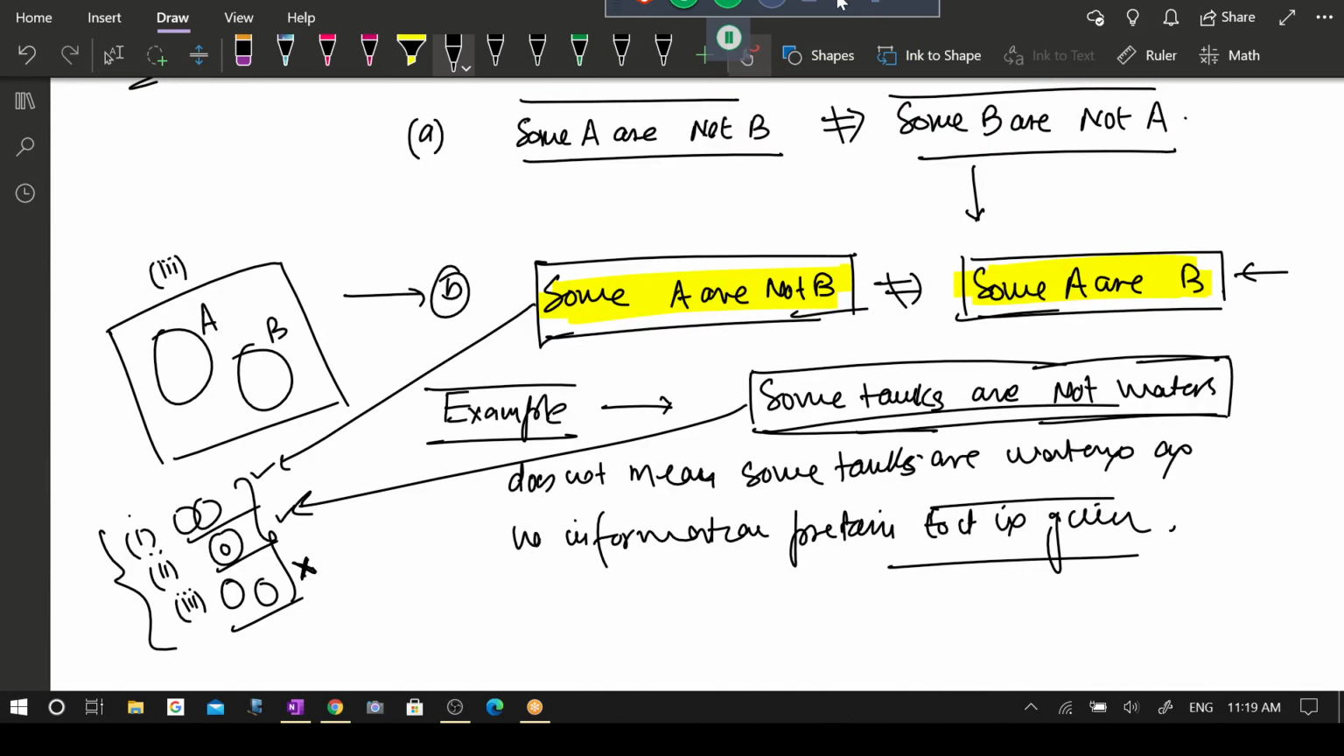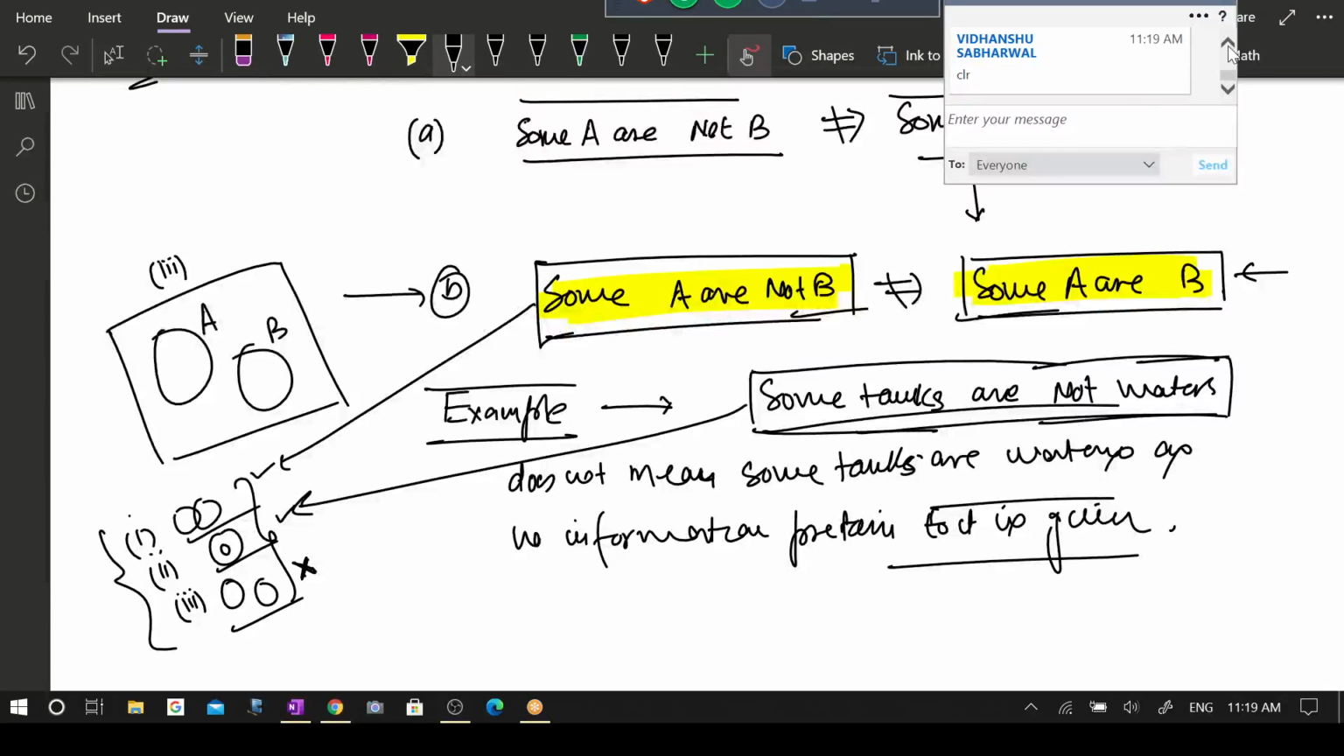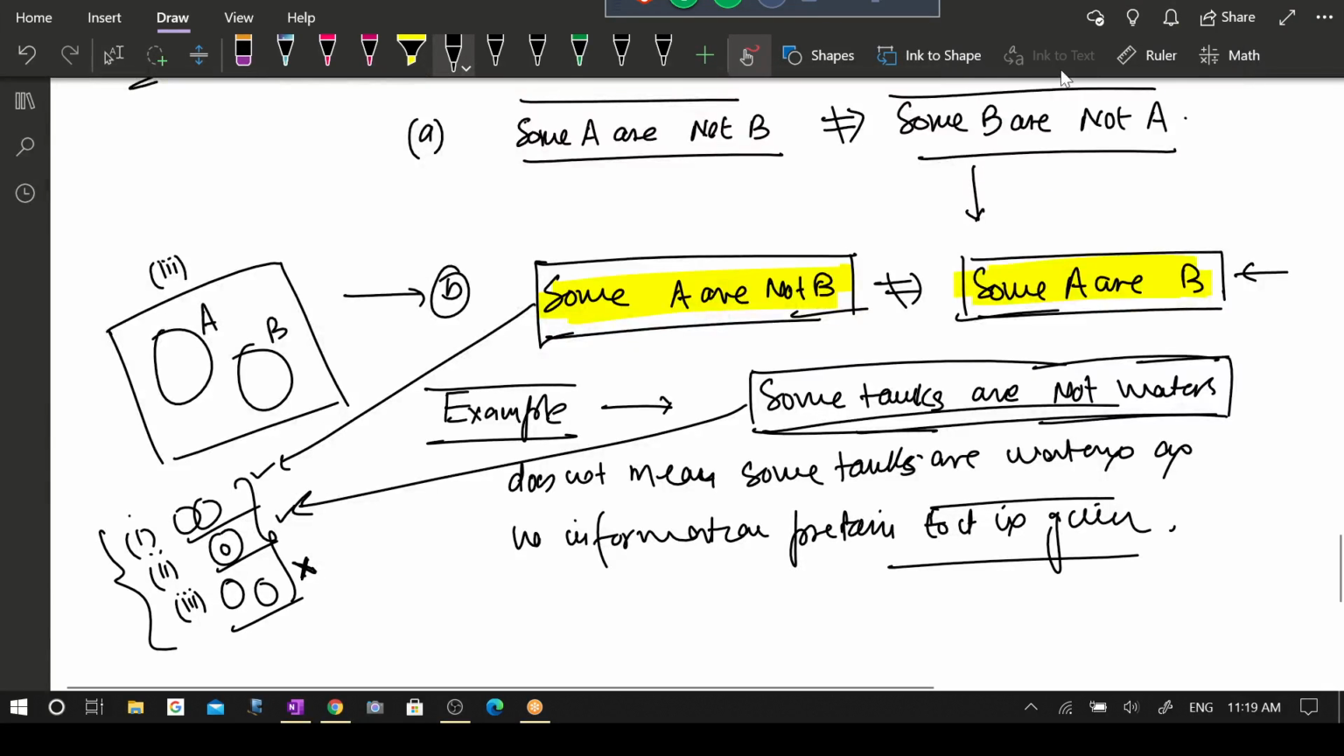Great, Vidanshu. Actually, whatever example or counter examples you want to disprove, just draw the diagram of both the cases. You would realize Rishi sir is right.